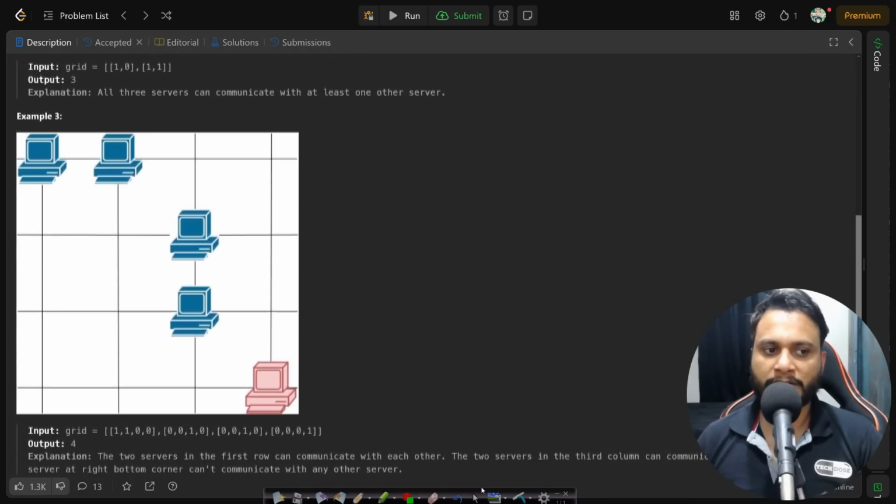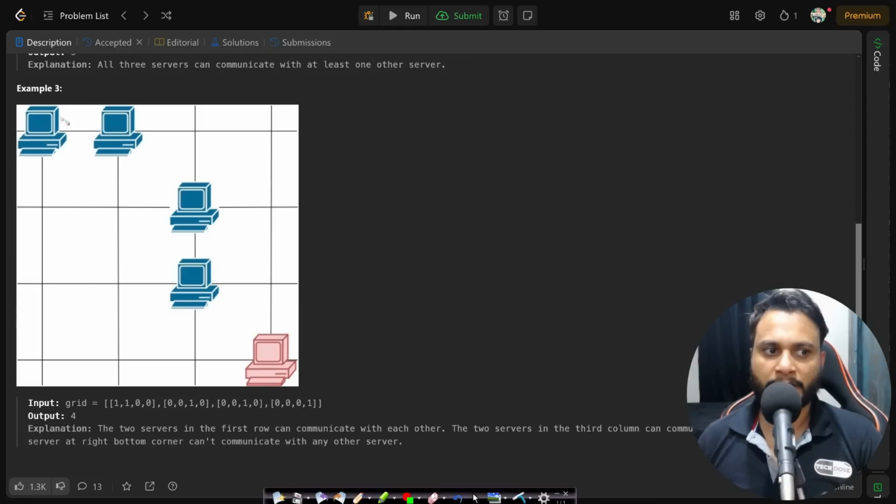In this case, if we look at the third example and if we look at the first server present, then I need to find out if there is any other server in the same row or in the same column. So in the same column there is nobody else, but in the same row there is another server. Therefore this server becomes communicating.